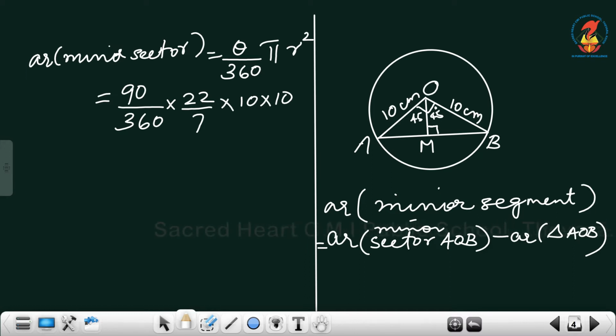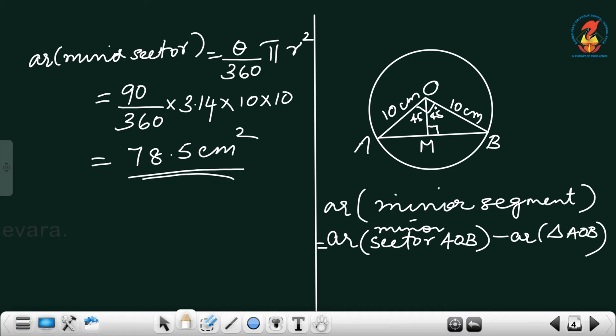It is given as 3.14, so we have to use 3.14 here. Fourth question, it is given 3.14. So, 3.14 into 10 into 10, which is equal to 78.5 centimeter square. This is the area of the minor sector.